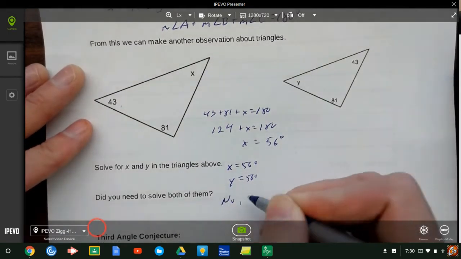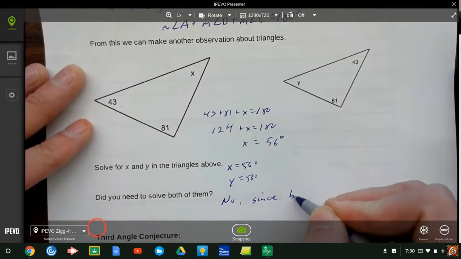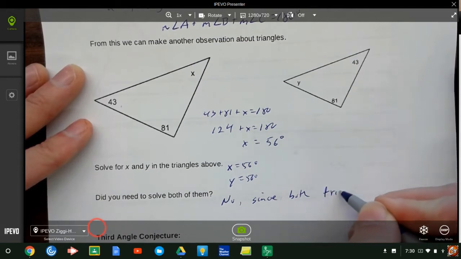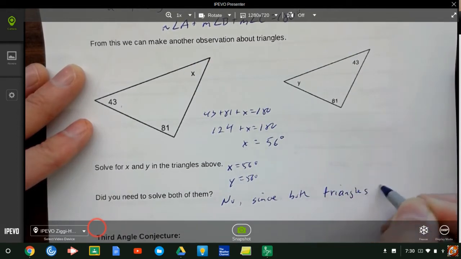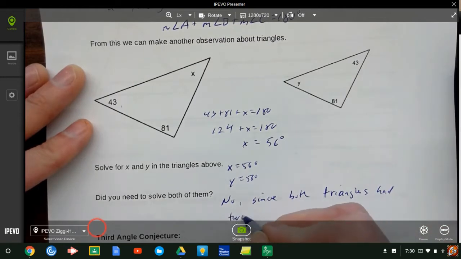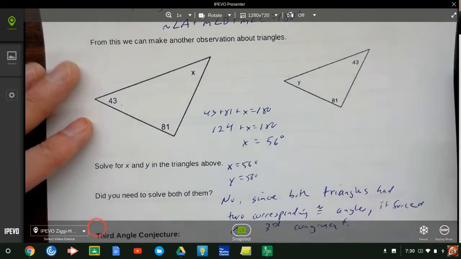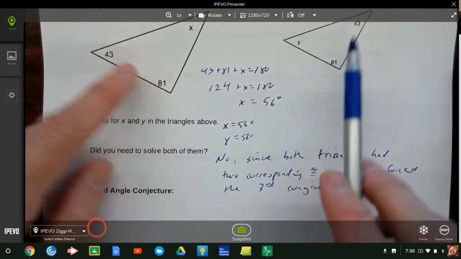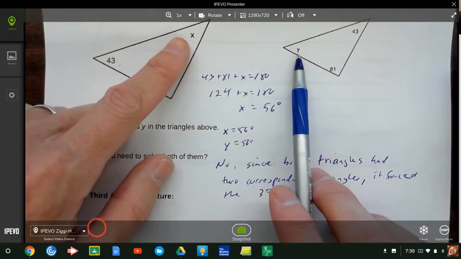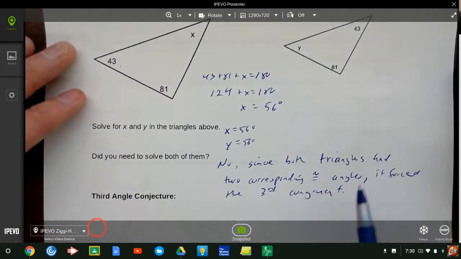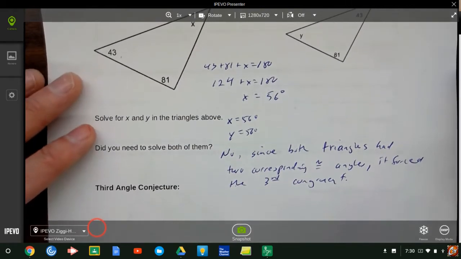No, you didn't. Since both triangles had two corresponding congruent angles, it forced the third to be congruent. Okay? Since we have 81s and 43s, there's only one other number left to give me the 180 in both triangles. This is actually what we call the third angle conjecture.